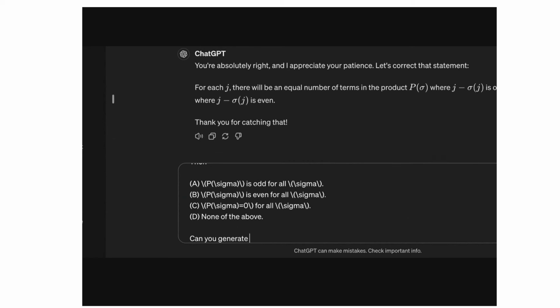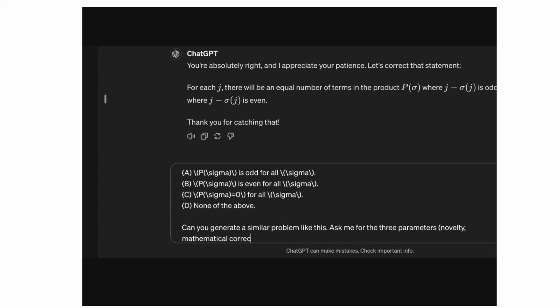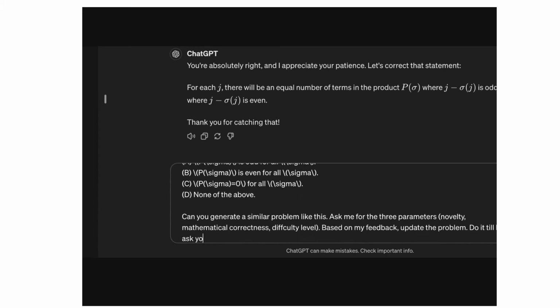Can you generate a similar problem like this? Ask me for the three parameters. Now you have to give it good parameters because otherwise it will make easy problems. Three parameters: one is novelty, so you want a new problem. One is mathematical correctness. These are the prompts developed by me. And also difficulty level. Based on my feedback, make a new problem. Update the problem. Do it till I ask you to stop.